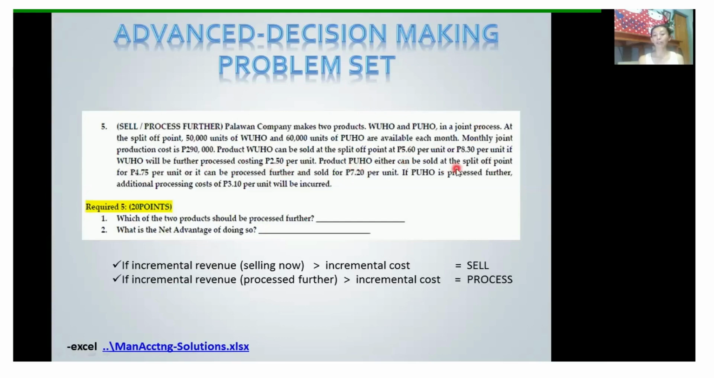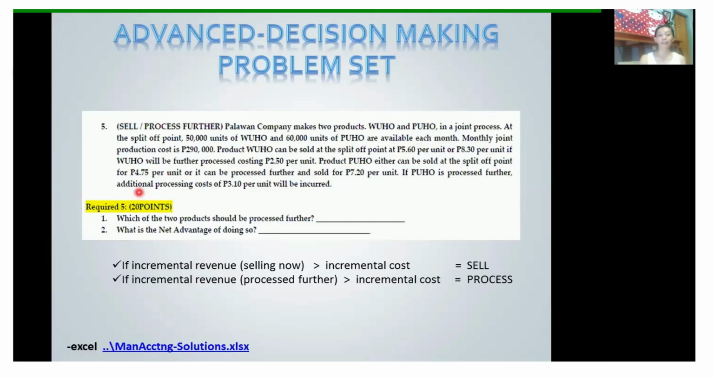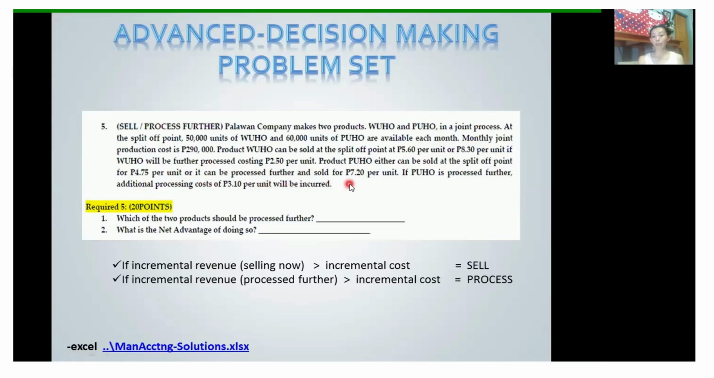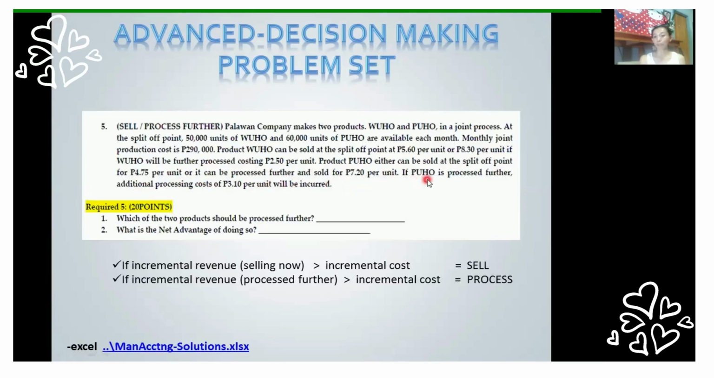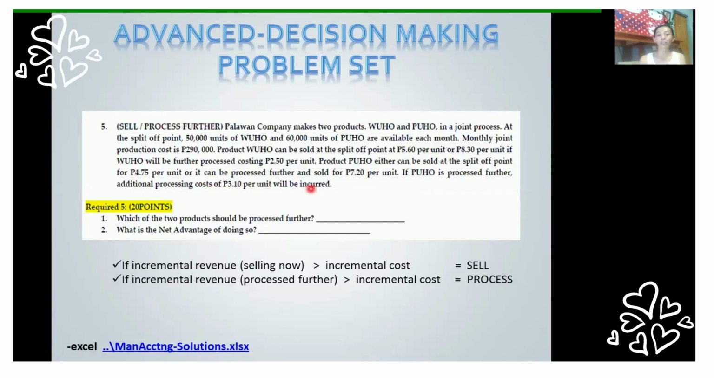Product Puhu can either be sold at the split-off point as still work in process for 4 pesos and 75 centavos per unit, or it can be processed further and sold for 7 pesos and 20 centavos per unit. If Puhu is processed further, an additional processing cost of 3 pesos and 10 centavos per unit will be incurred. So the requirement here is which of the two products, Puhu or Huhu, should be processed further, and what is the net advantage of doing so.